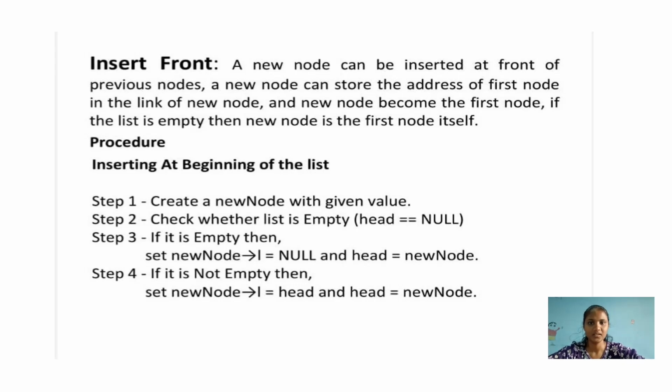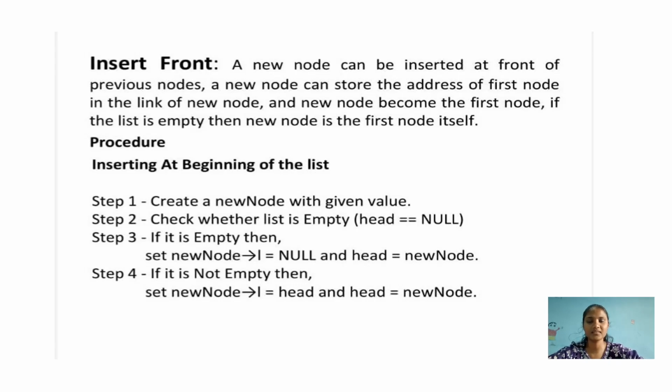Coming to insert front. A new node can be inserted at the front of the previous nodes. A node can store the address of the first node in the link of the new node, and the new node becomes the first node. If the list is empty, then the new node is the first node itself. As we know, the linked list has nodes, and the node has two parts. The first part contains data, and the second part contains the address of the next node.